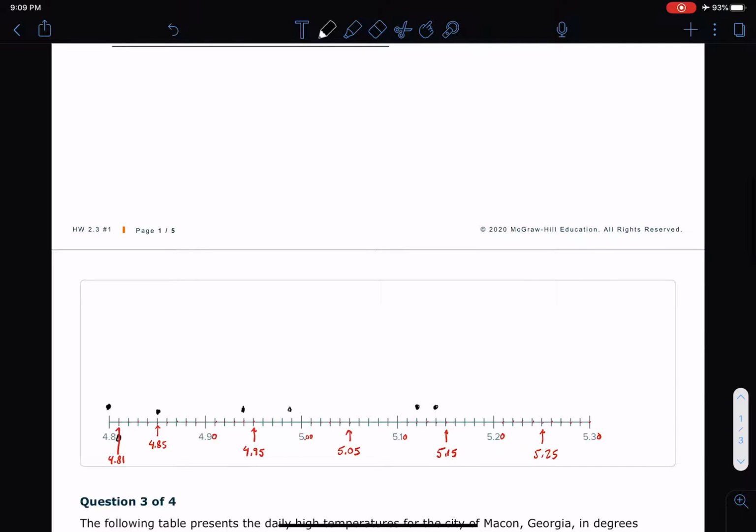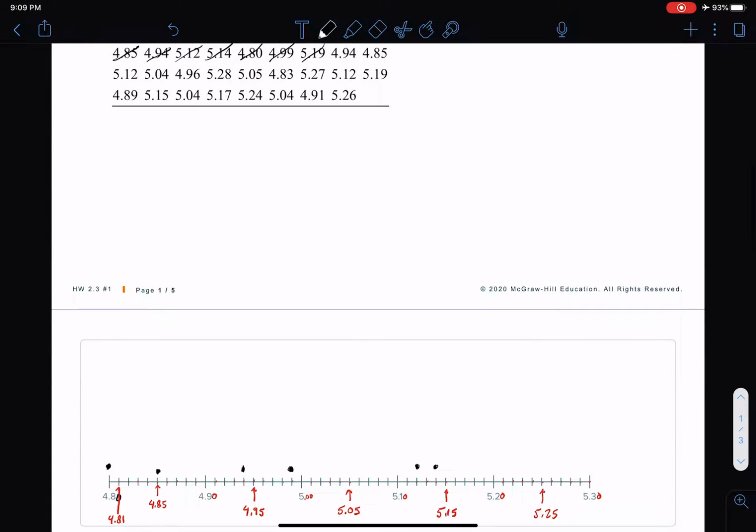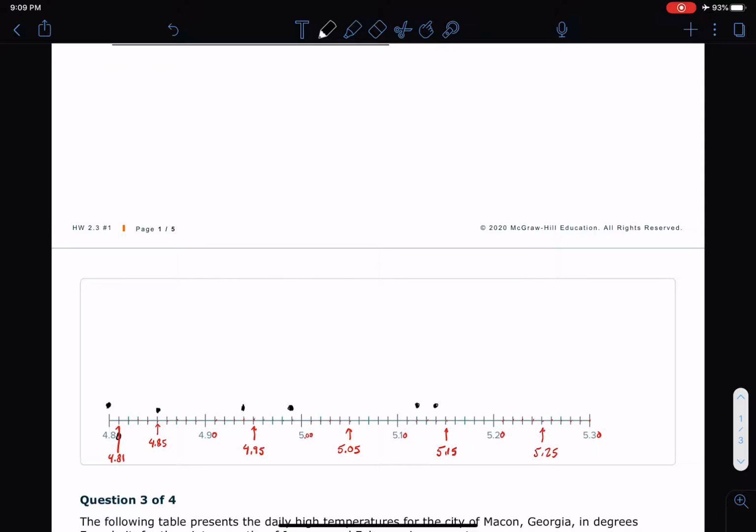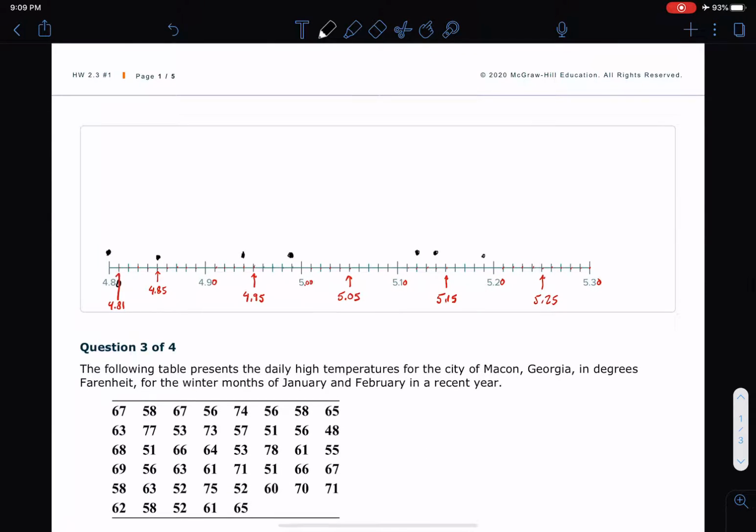$4.99 is right here, because that's one less than $5, right? And you could even count it. $4.95, $96, $97, $98, $99. There we go. 519, 520, so 519 is right here.